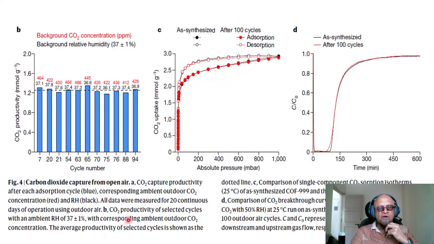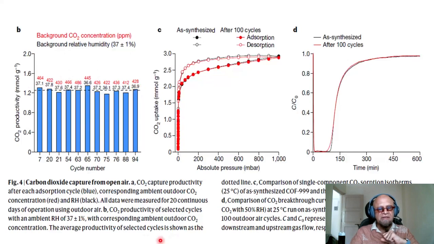CO2 productivity of selected cycles with an ambient RH of 37 plus or minus 1%. So cycle number, CO2 productivity in millimoles per gram. Background CO2 concentration is also given in red. Background relative humidity is around 37.